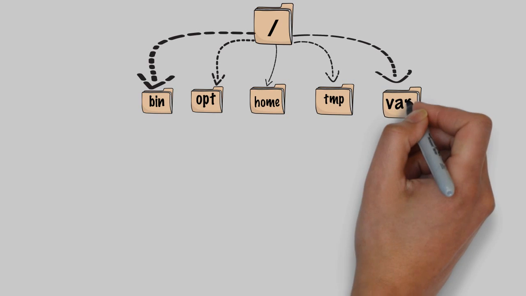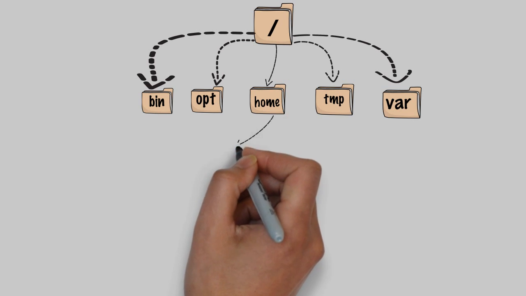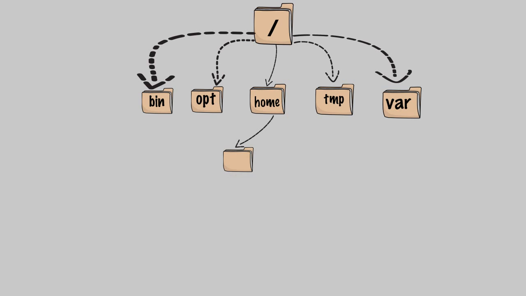Another common directory is the var directory. Var stands for variables. This directory contains variable data, data that changes over time. These include the mail spools, user databases, and the log files.